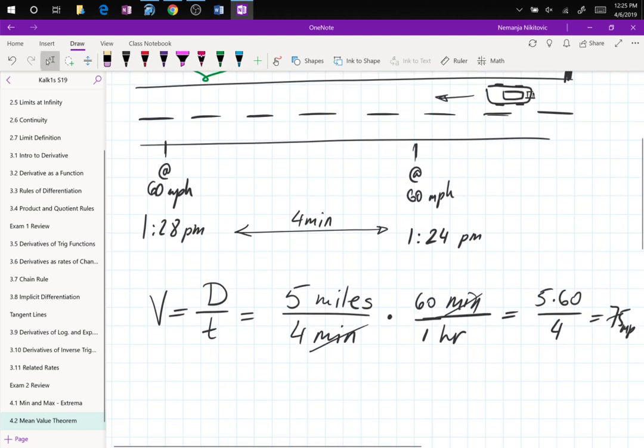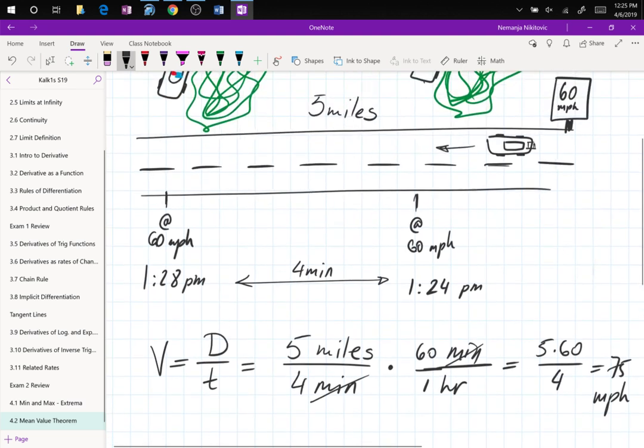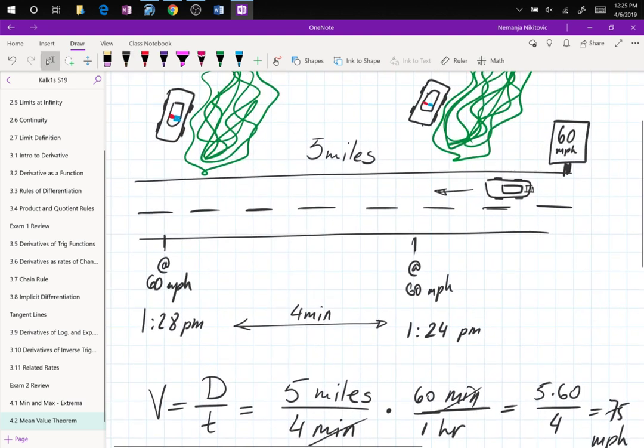So I hope you see what happened there, right? They calculated that your average speed between the two locations was 75. And now, in this section, we learn a theorem which connects that average calculation to the actual speed. The theorem says that if the function is continuous and differentiable, then they are the same at least once.